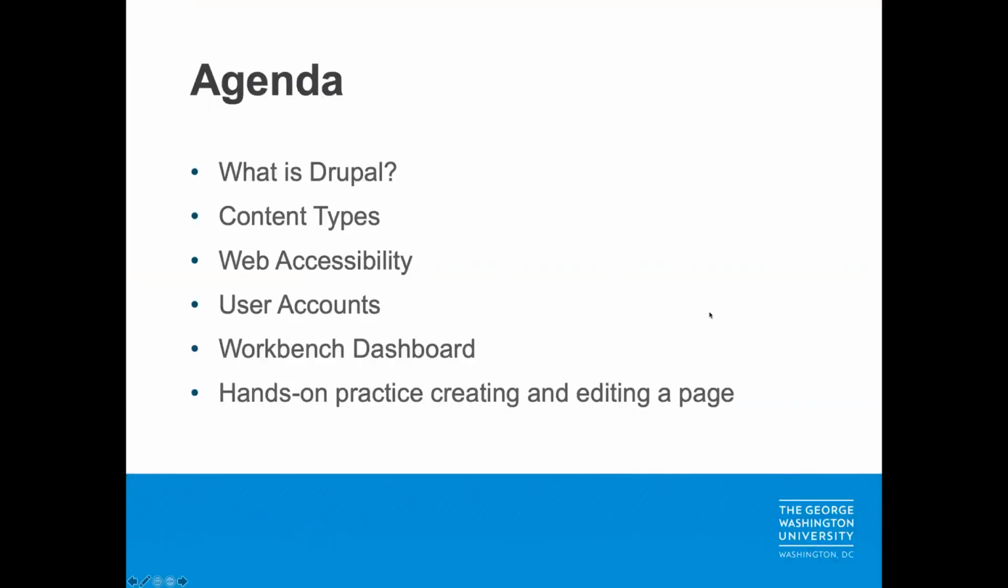So today's agenda, we're going to cover obviously what Drupal is, and then we'll talk about the content types, web accessibility, what that is and why it's important, and how you can make sure that your website is accessible for your users. We'll take a quick peek at user accounts and the Workbench Dashboard in the back end of Drupal, and then I'll actually go ahead and log into a website and make some general edits on a page so that you can see how the system works from a back end site administrator standpoint.